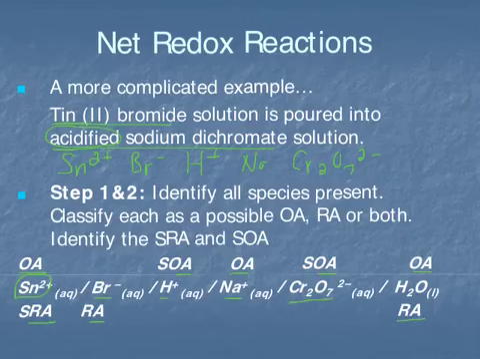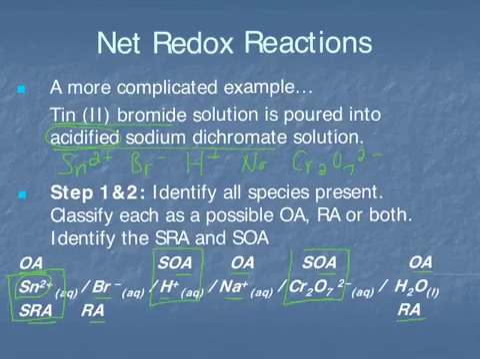However, if we look on our oxidizing agent side, the one that's highest on the left is going to be our dichromate along with our hydrogen. And then on the reducing agent side, the lowest one, the strongest reducing agent, is going to be our tin 2 plus. So now we have identified that the reaction is going to be between tin 2 plus and dichromate. Now we can figure out our half reactions.